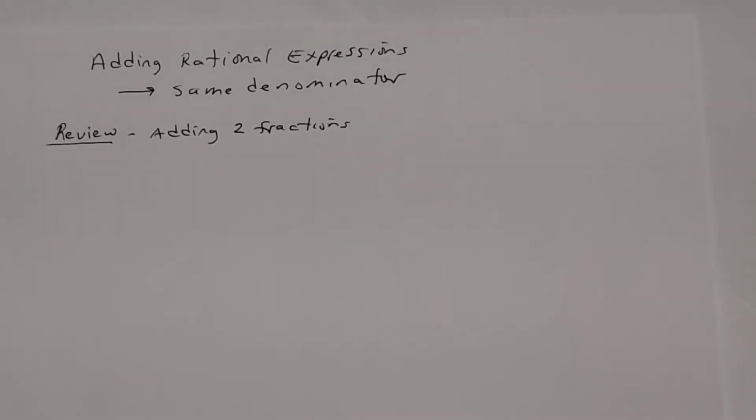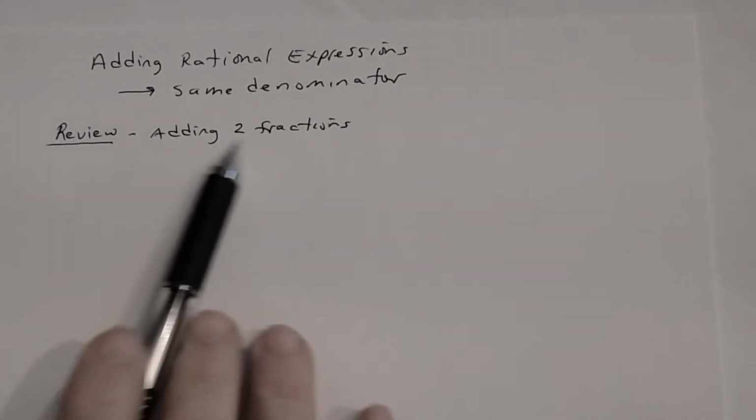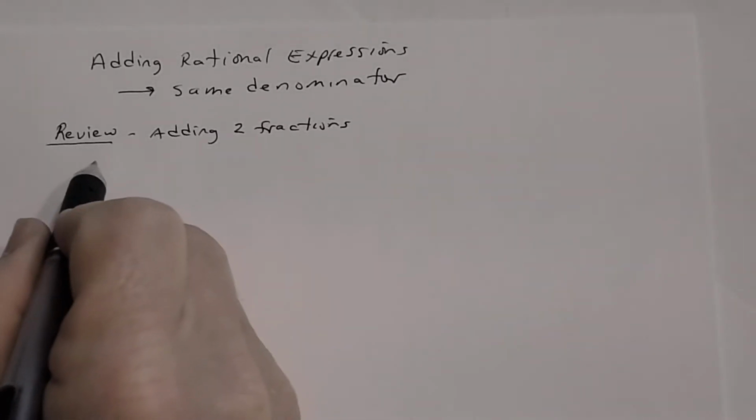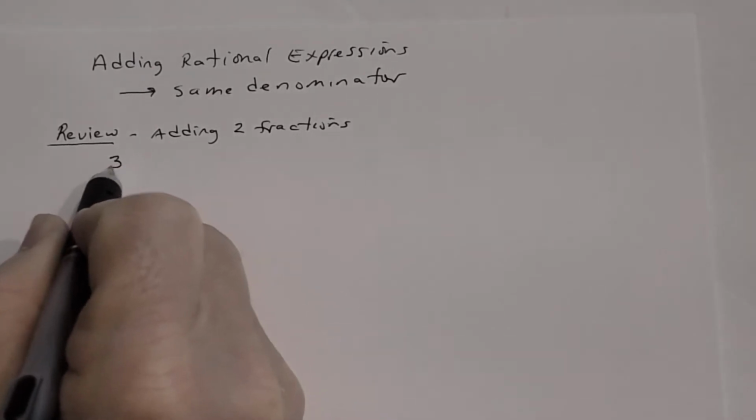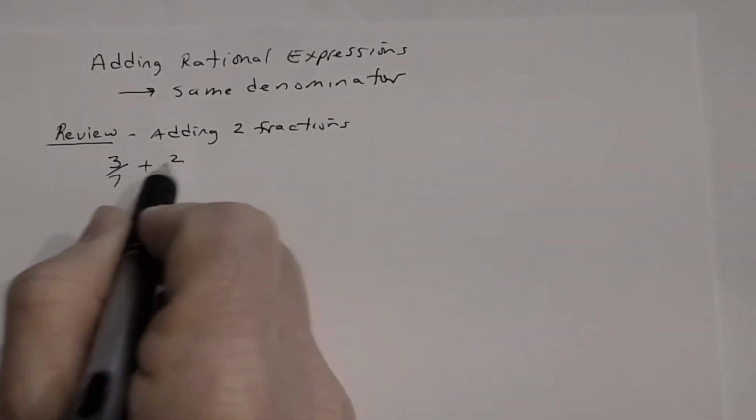This lesson focuses on adding two rational expressions, and the rational expressions that we're going to look at in this lesson will have the same denominator. So just remember about adding two fractions. When you add two fractions, let's say we had 3/7 plus 2/7.